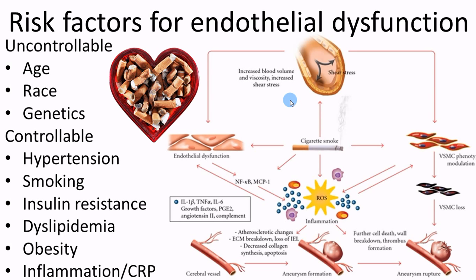So there are some genes that you just can't avoid. So those are three things that are uncontrollable: your age, your race, and your genetics. Here are the major factors that are controllable.